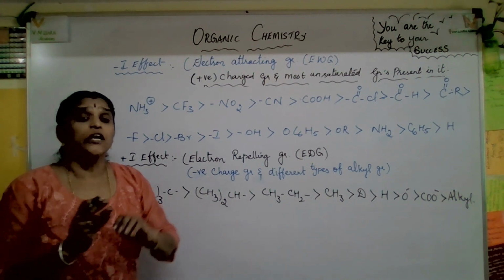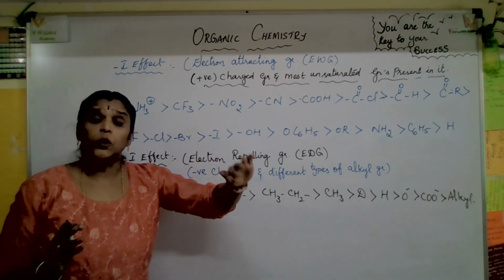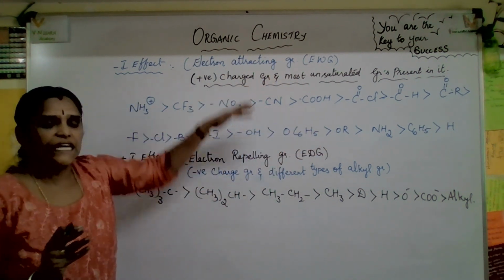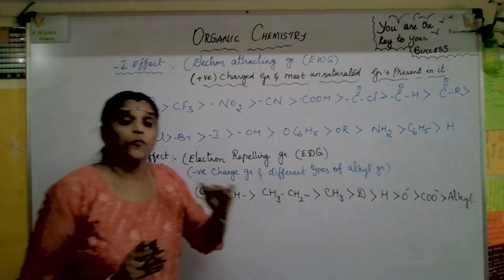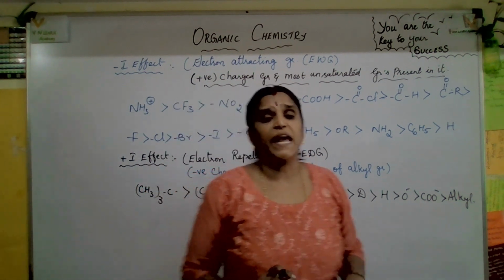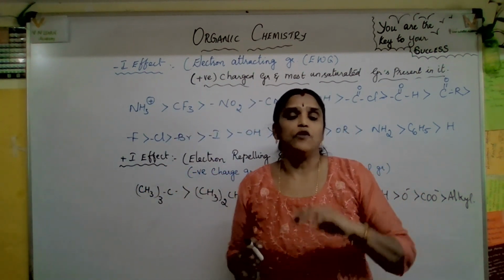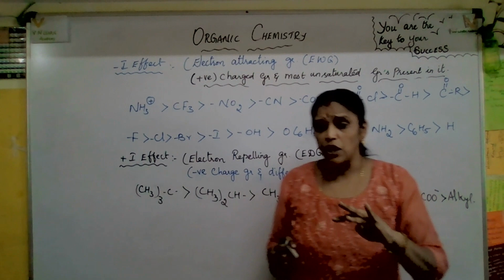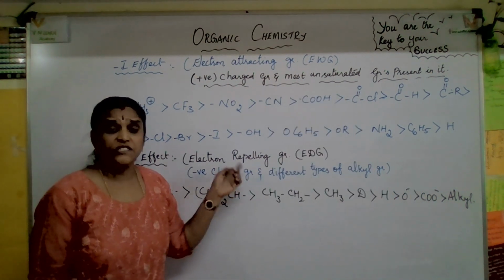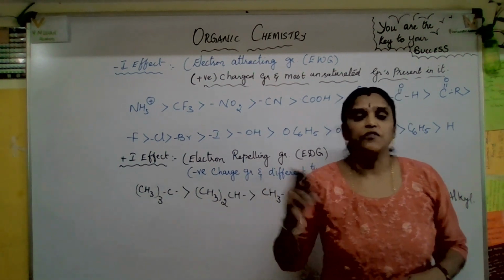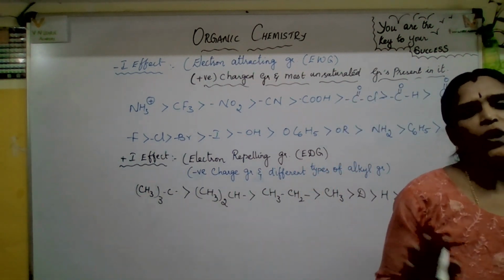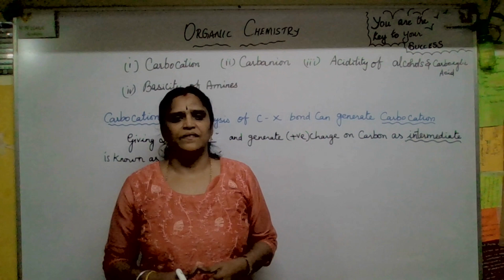So what are the groups that will be present? What are the groups that belong to minus I effect and plus I effect? You got a complete idea. Okay, now we are going to see four main points: stability of carbocation, stability of carbanion, acidity of alcohols and carboxylic acid, and basicity of amines. These are the four main points we are going to discuss.